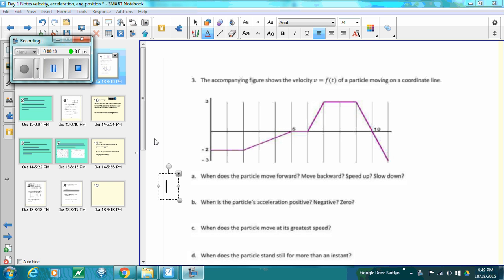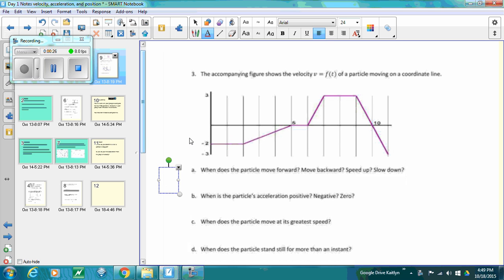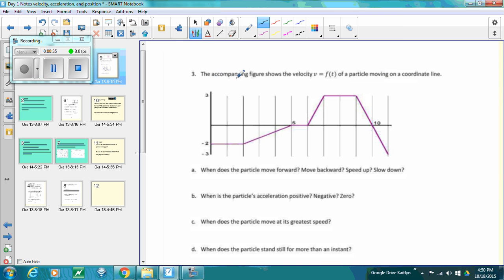So for example 3, if you get out the notes packet on velocity from last class, we're going to do example 3 and 4. The key thing with any of these graphs is to always read the instructions, because they tell you which graph you're given. Number 3 says the accompanying figure shows the velocity v of t, which equals f of t, of a particle moving on a coordinate line. So this is key: this function is the velocity function with respect to time.